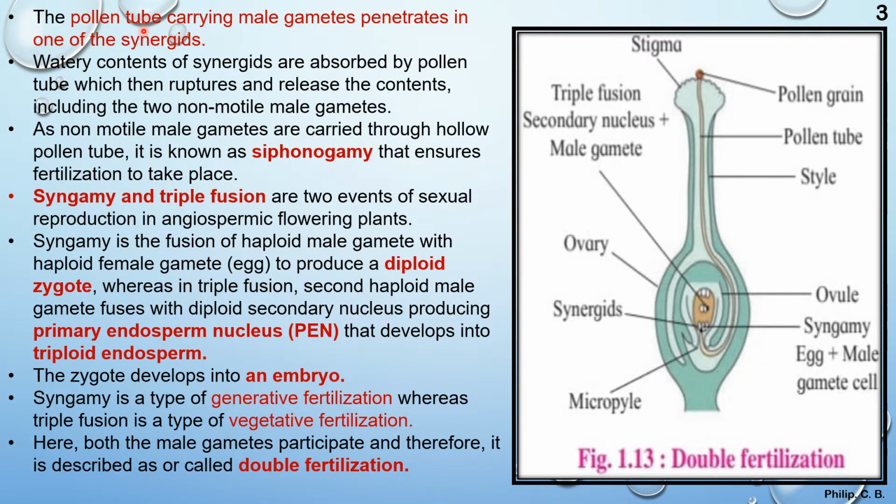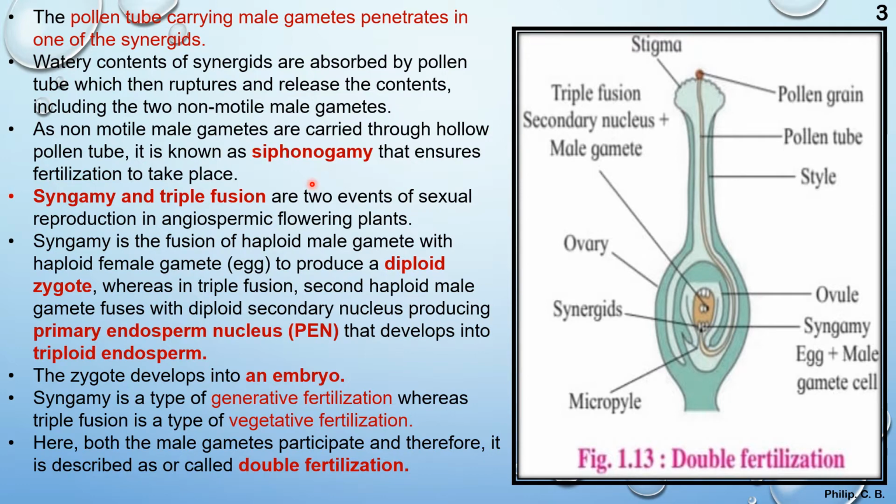Moving further, the pollen tube carrying male gametes penetrates one of the synergids. So as it enters the ovule, it first penetrates the synergids. Watery contents of synergids are absorbed by the pollen tube, which then ruptures and releases the contents, including the two non-motile gametes. So first it enters the synergids, and bursts open to release the two non-motile male gametes. As non-motile male gametes are carried through the hollow pollen tube, it is known as siphonogamy that ensures fertilization takes place. So here is another term.